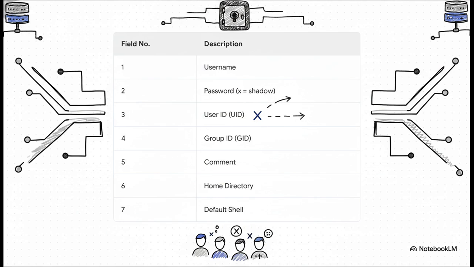But check out that second field, the password. See that little x? That is super important. It means the real password is not stored here anymore. That would be a massive security flaw. Instead, that x tells us to go look in a much safer place.